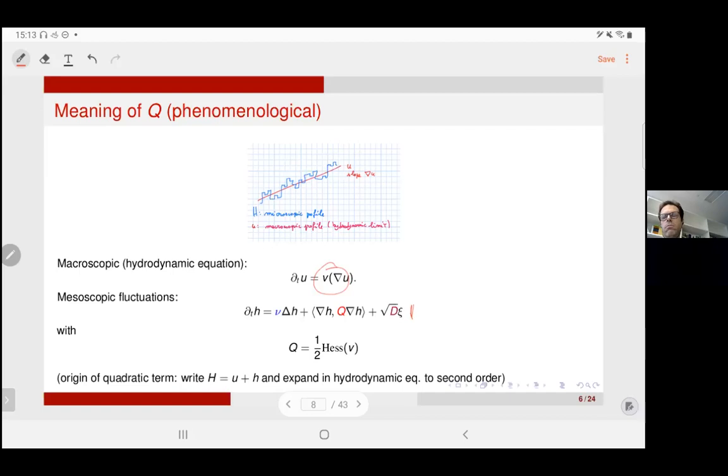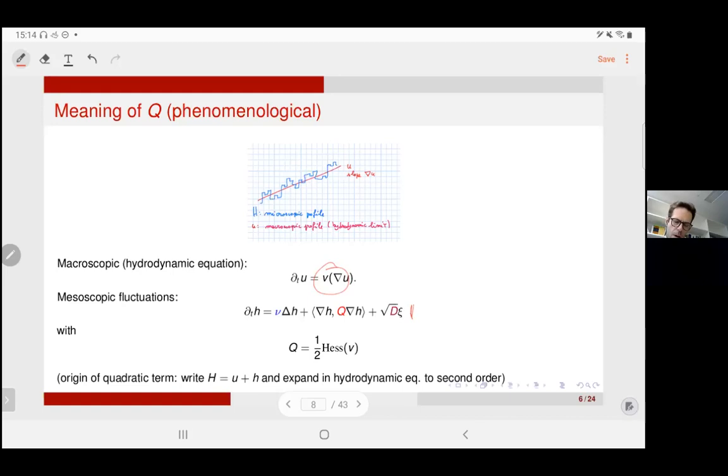I will not discuss how it comes about, but the basic idea is that the height function H is the macroscopic one plus fluctuations. You expand the function V by writing H equals U plus fluctuations, and then you expand V to second order, and the first nonlinear term you get is related to the Hessian of V. I don't know how convincing that is, but this was just to make a comment that this matrix Q has some physical meaning. It's related to the Hessian of the speed of growth V as a function of the slope.